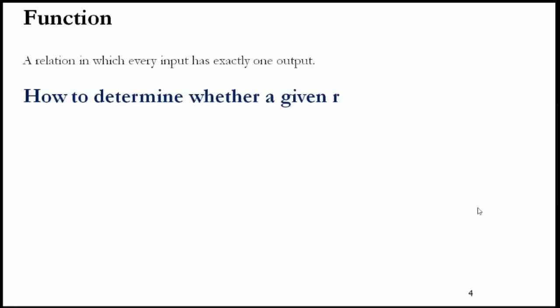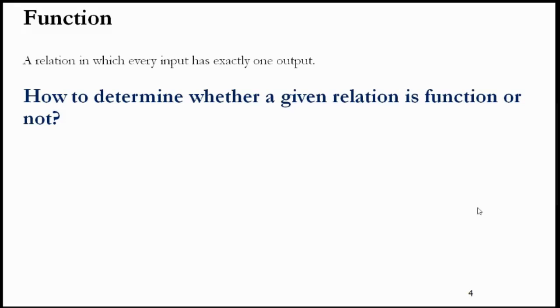What is the difference between a relation and a function? A function is also a relation type. A function is a relation in which every input has exactly one output. In a relation, you may have one-to-many, one-to-one, or many-to-one relations, these kinds of things. A function is also a kind of relation only, but a condition is there. What is the condition? Every input has exactly one output.